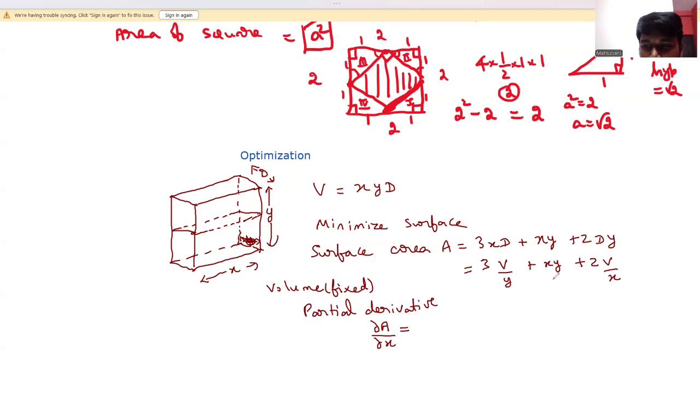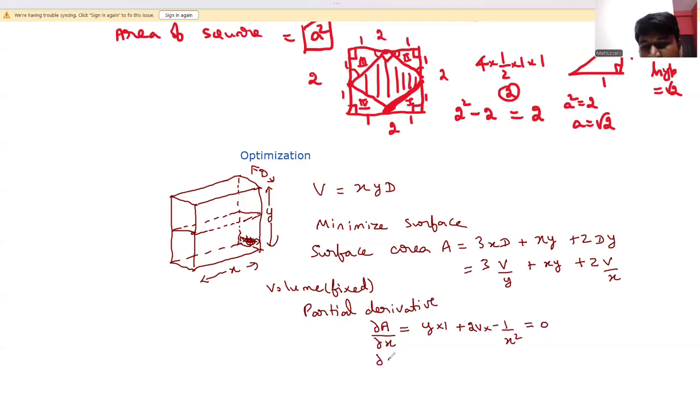This term will go. And x is my variable, y is just a constant as such, so y into 1 will be the differentiation. And in 2v by x, v is constant, 2v is constant, so differentiation of 1 by x we'll get minus 1 by x square. We will be able to achieve this minimization when we equate the derivative to 0 generally.